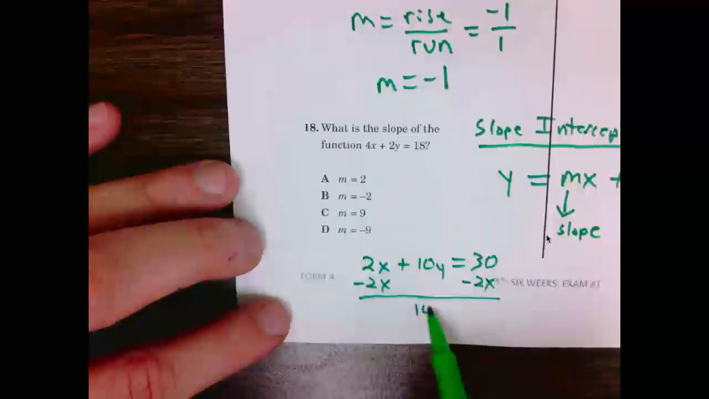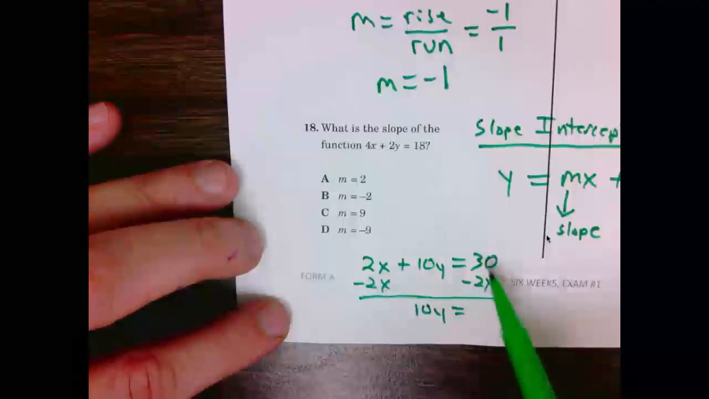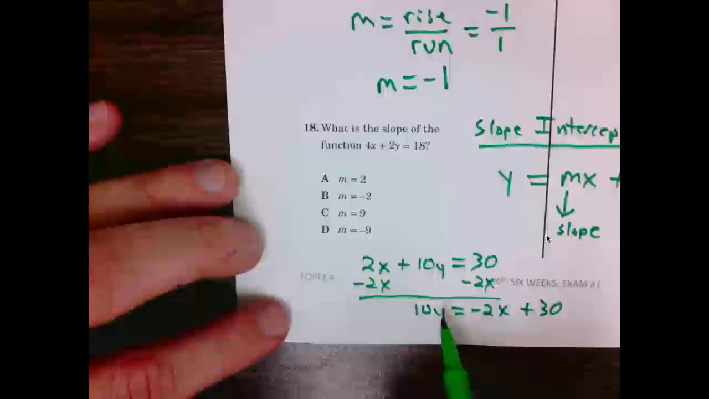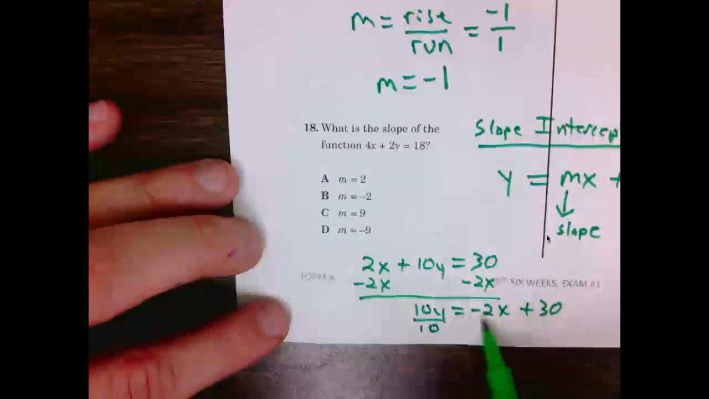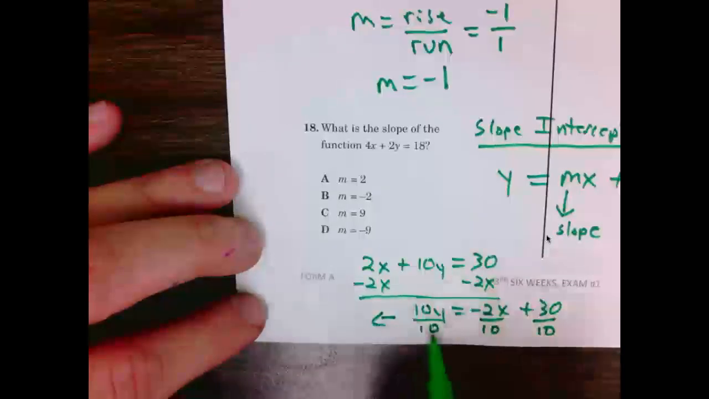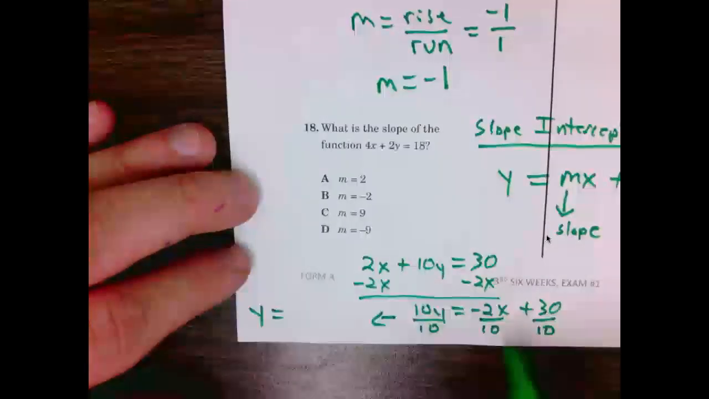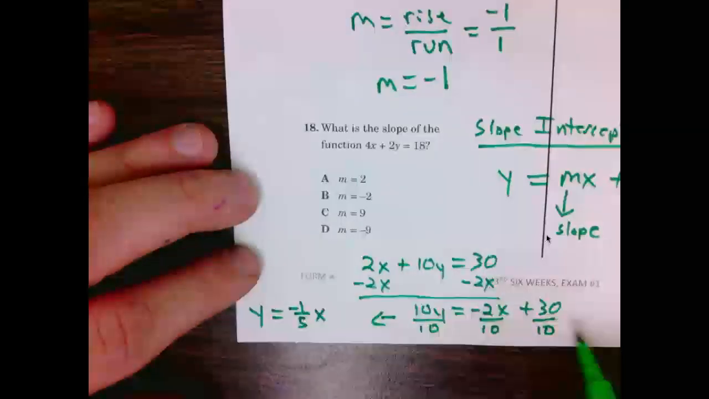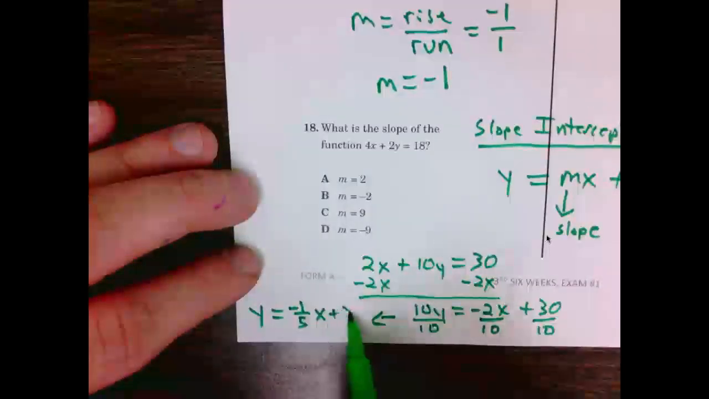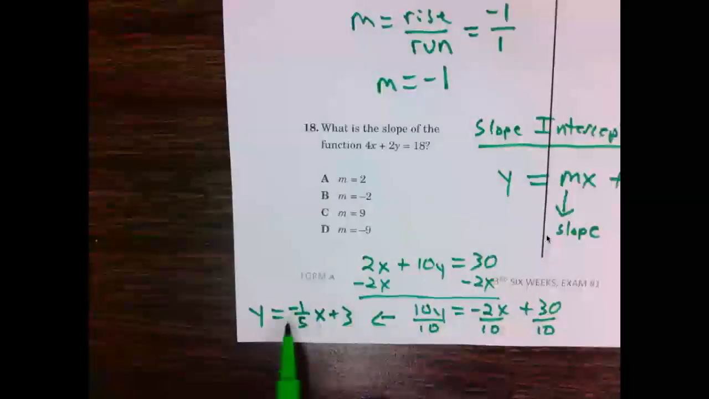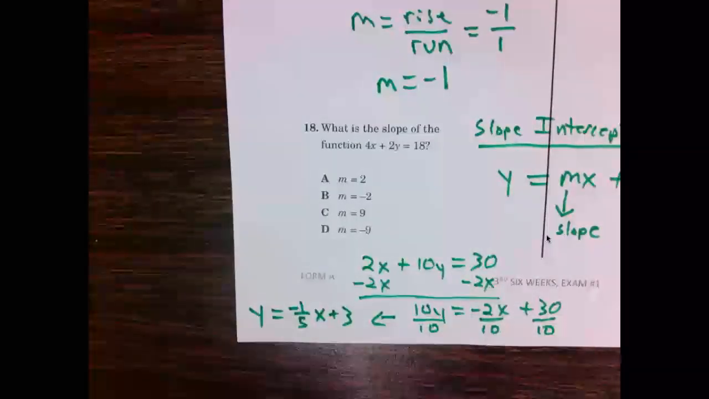This leaves 10y equals negative 2x plus 30. Then I would divide by my coefficient 10. Coming over here, 10 divides 10 to leave y. Negative 2 divided by 10, that's a negative 1/5 x. 30 divided by 10 is 3. In the equation y equals negative 1/5 x plus 3, the slope is a negative 1/5, and the y-intercept is 3.